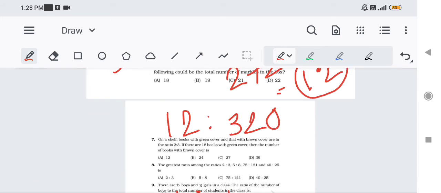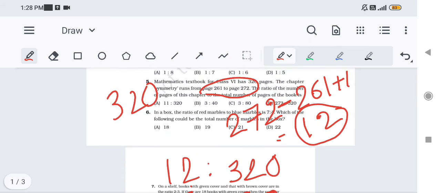It is coming 12:320. Now as I said, for making it in a simpler form, we will simply find the HCF of these two terms, 12 and 320. The HCF of these two is 4 only, so we will write it in this way: 3:80. So here option C is the correct one, 3:80. Okay, now let's come to the next sum.